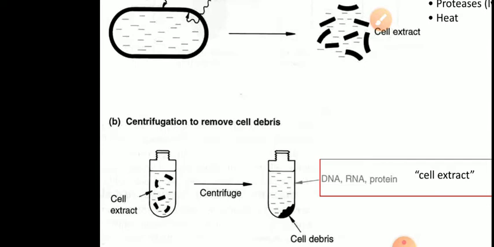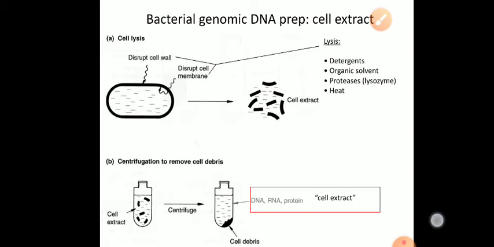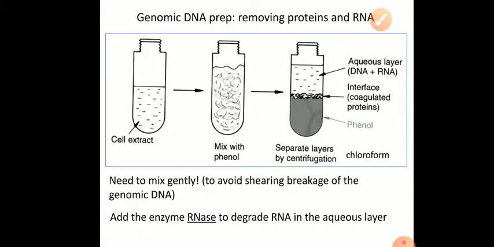Is that clear? So you treat the microbial cells with cell lysing reagents. You get cell extract or cell lysate. Centrifuge the cell lysate to separate the cell debris, and then you get a clear cell lysate containing DNA, RNA and protein, which is called cell extract or cell lysate. Now, the next thing is remove the proteins, remove the RNA, and then what you get is the pure DNA. Now, whatever cell extract you have, the first thing you do is remove the proteins.